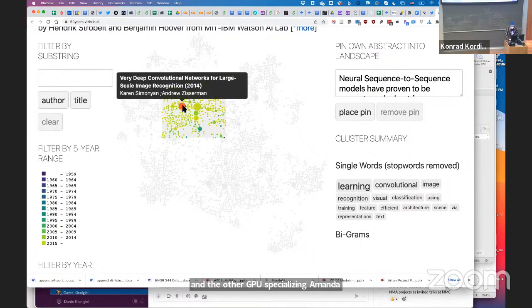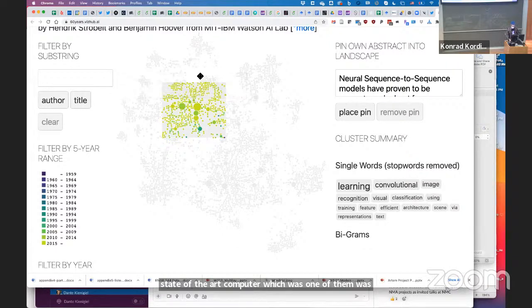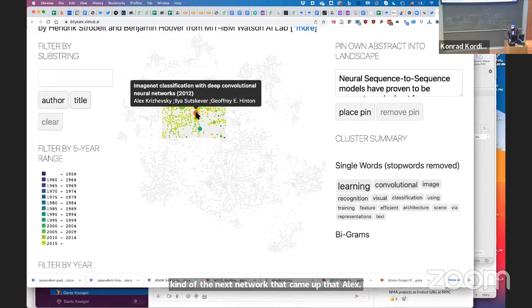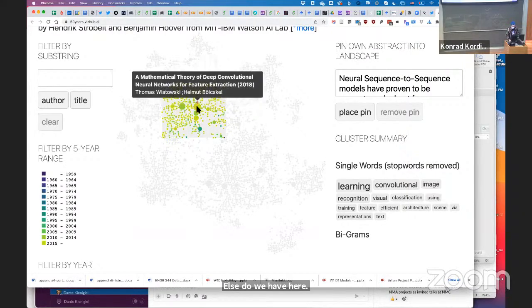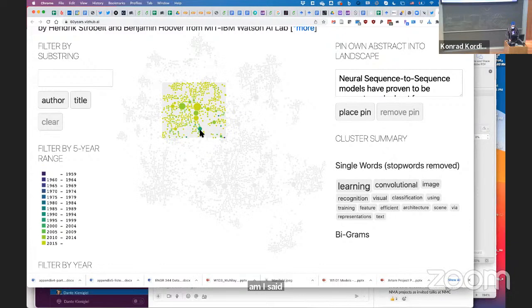What else do we have here? Here we have very deep convolutional neural networks. I don't remember the abbreviation, but in any case, it's one of the strategies. We will also talk about this when we come to state-of-the-art computer vision. It was kind of the next network that came after AlexNet. What else do we have here? ImageNet classification. Oh, hold on. That's AlexNet. Here are two versions of AlexNet. In any case, ResNet here.